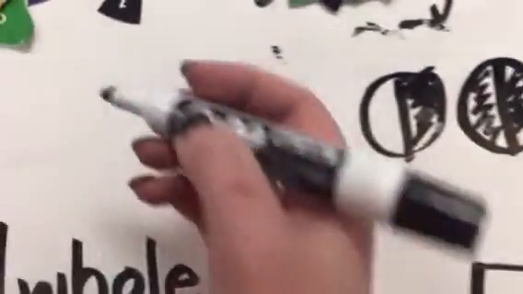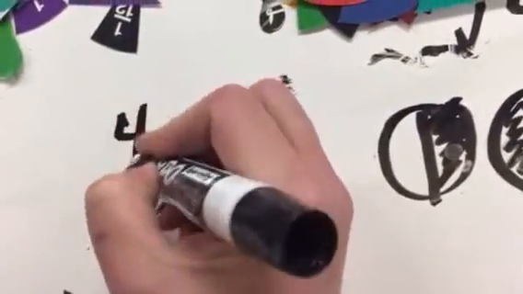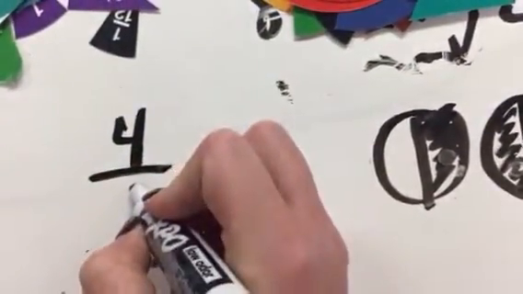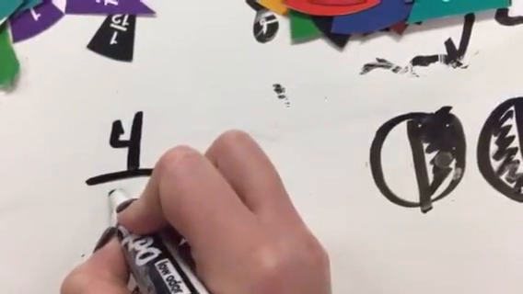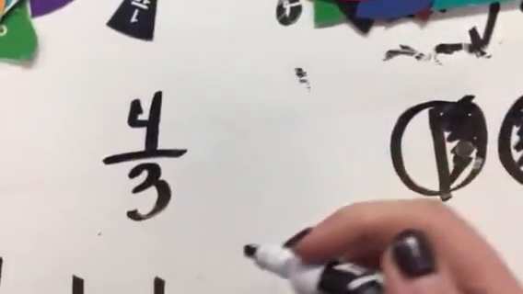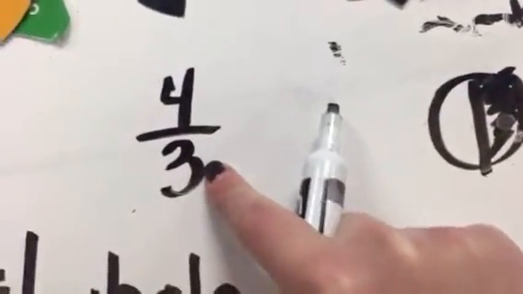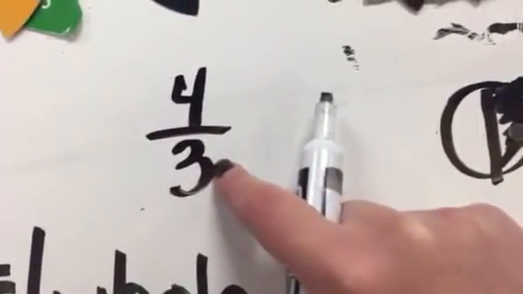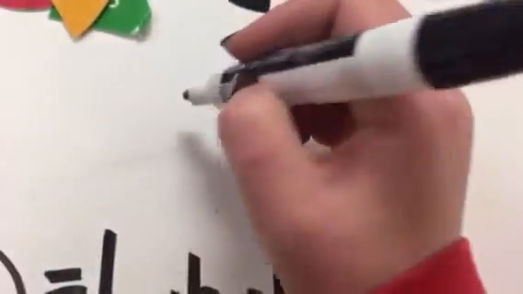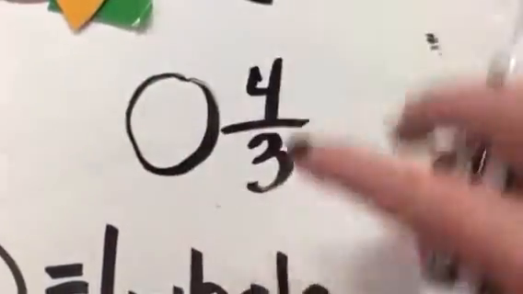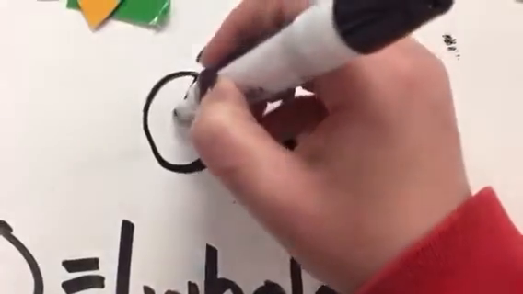Let's try another one. Let's do 4 thirds. This is improper because the 4 is larger than the 3. All of my pieces have to be the size of thirds, but I need 4 of them. Let's draw it out. I'm going to make it into thirds.